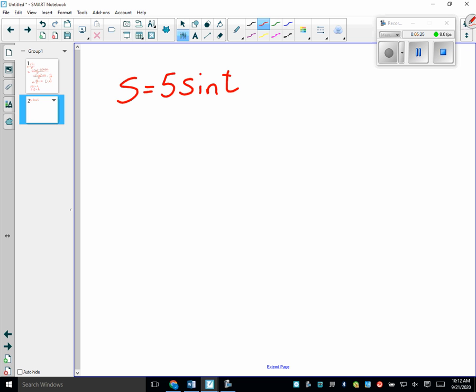So what I want to know is, for this function, what is the velocity? 5 cosine t. Do you agree? I do agree. What is the acceleration? Wait. Negative 5 times sine t.